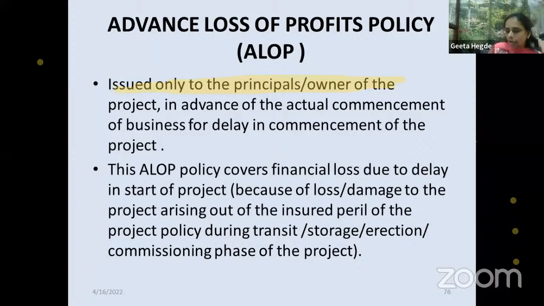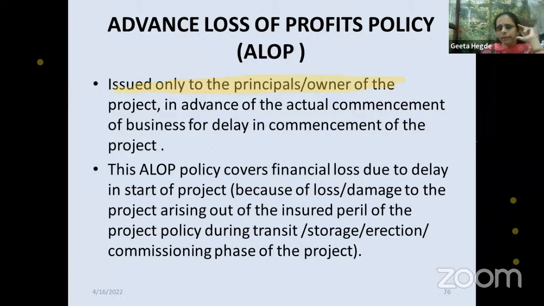So like your FLOP and MLOP are connected to the fire policy or your machinery policy, the ALOP policy is connected to your CAR or ER policy. If the CAR or ER policy is opted, the ALOP policy can also be opted. So physical loss or damage is payable under the CAR policy or ER policy. Delay due to the loss taking place under the CAR or the ER policy results in loss of profit.